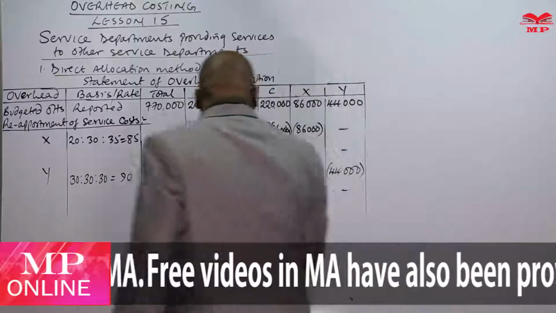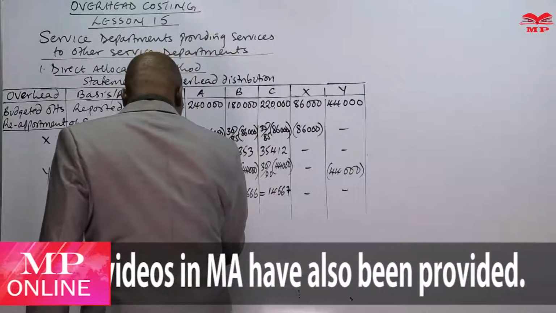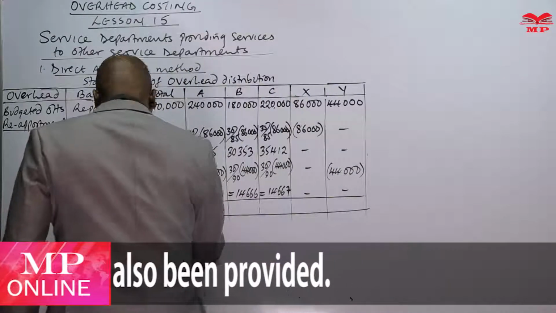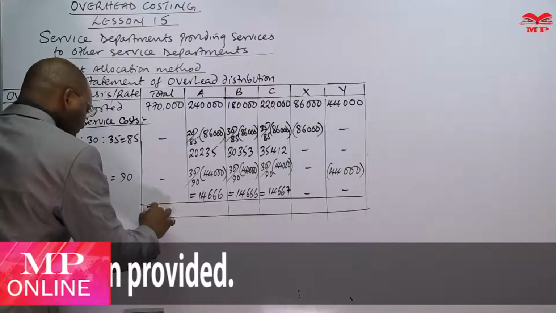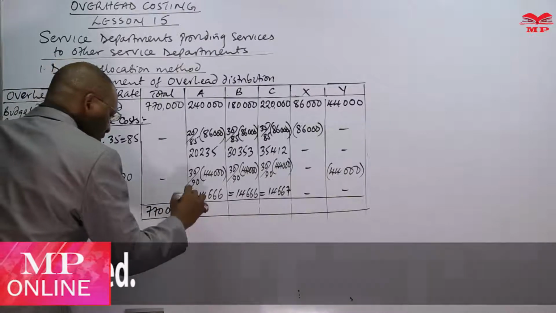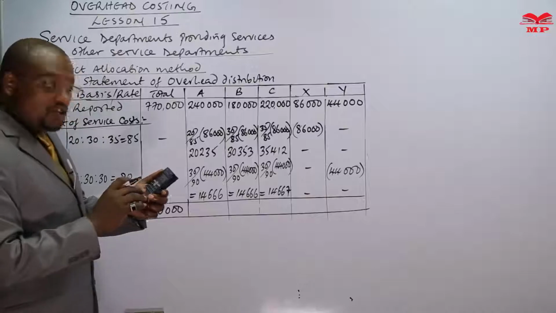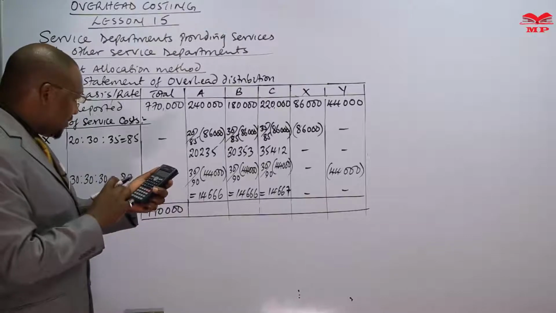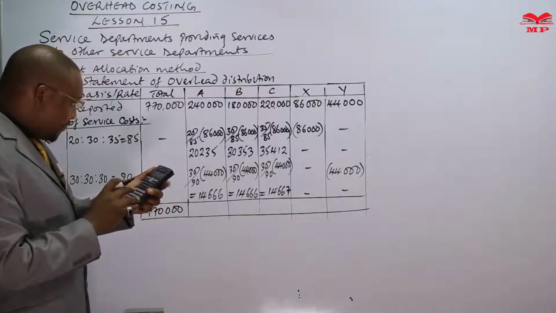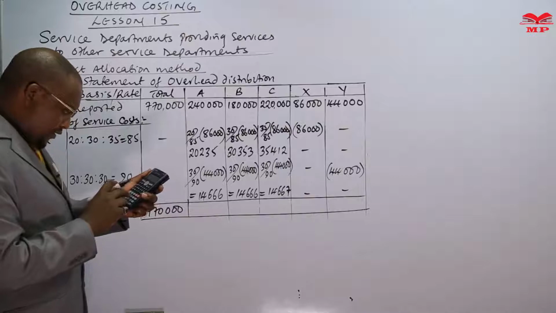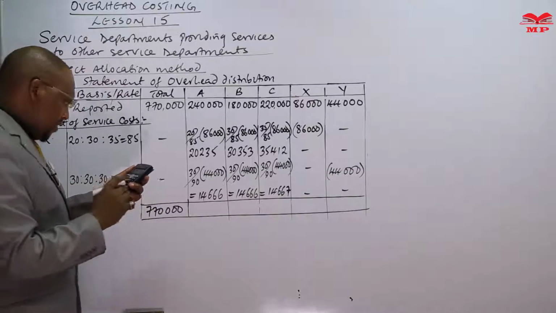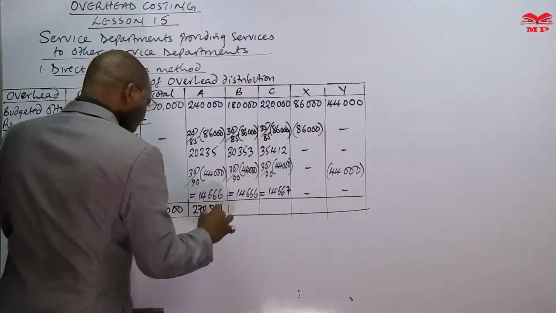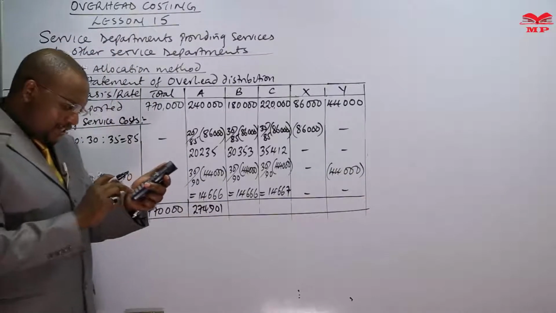So we need to add. And as we add, we'll have the following. So this is 770,000. Department A, we have the initial allocation of 240,000. We add this 20,235. We add 14,666. This is giving us 274,901.